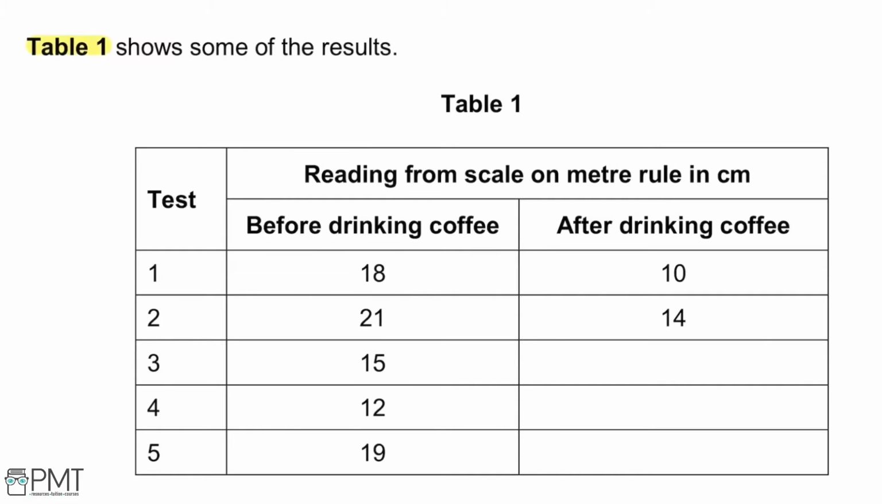Table 1 shows some of the results. So here we've got table 1, and it's showing us the reading from the scale on the meter rule in centimetres, and we've got before drinking coffee on the left and after drinking coffee on the right, and then the very left hand column shows which test it is, so that just shows us that they've done repeats.